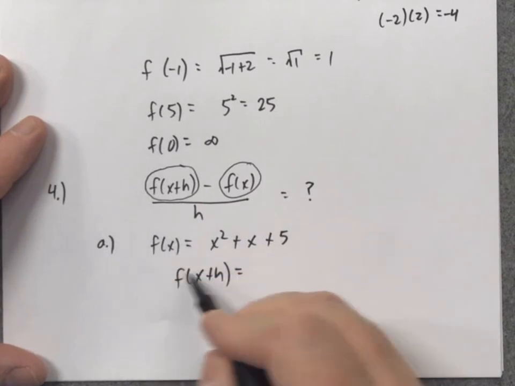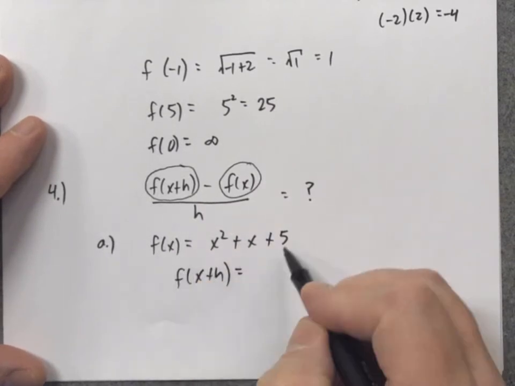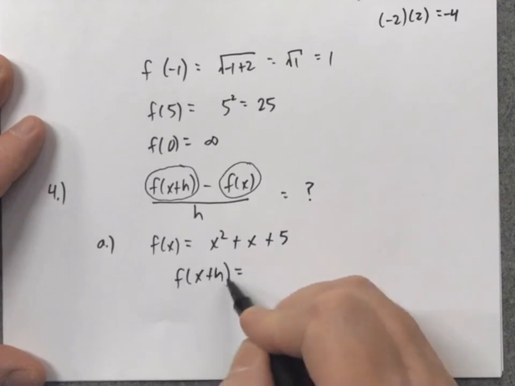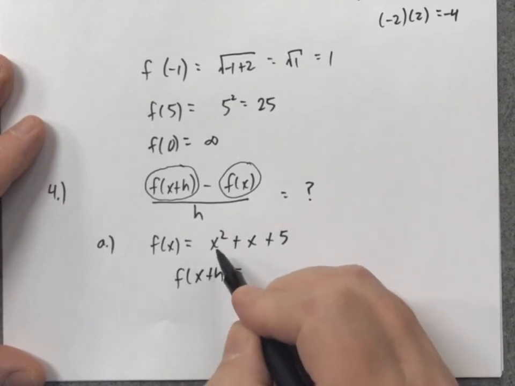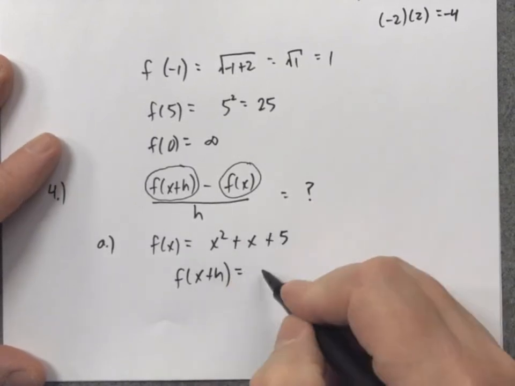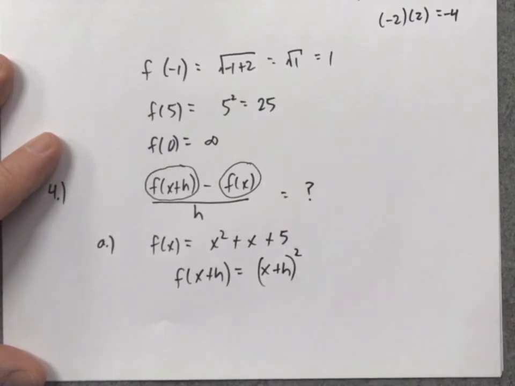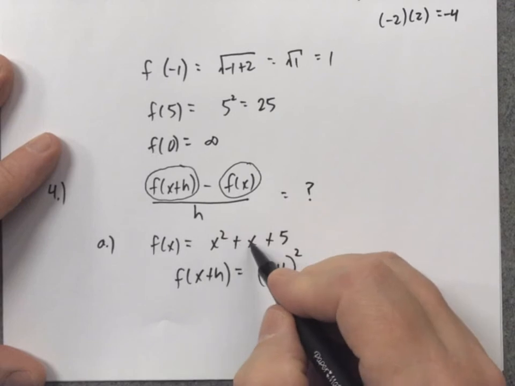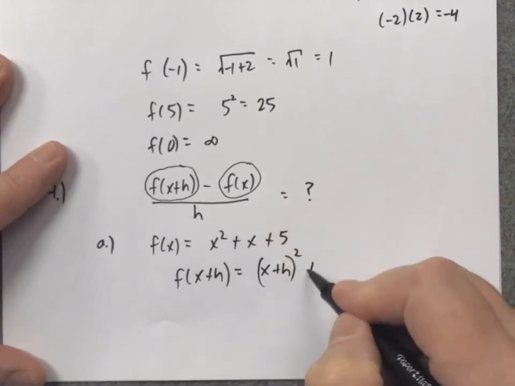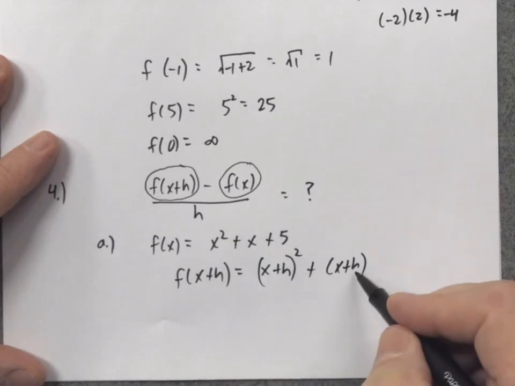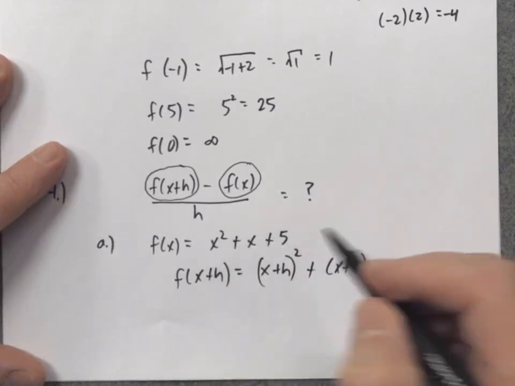So once again, here's my function. Every time I have an x, I'm going to replace it with x plus h. So my function says x squared, so that becomes x plus h squared. So x squared plus x, but instead of x, I put in x plus h. So x squared plus x plus 5.